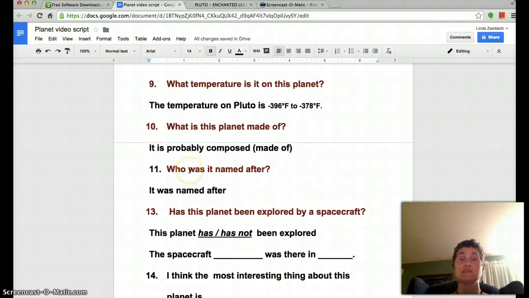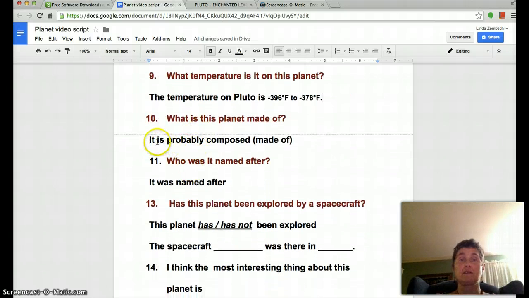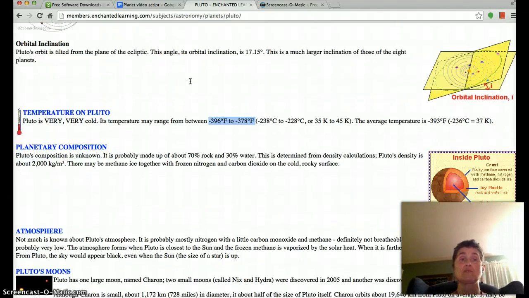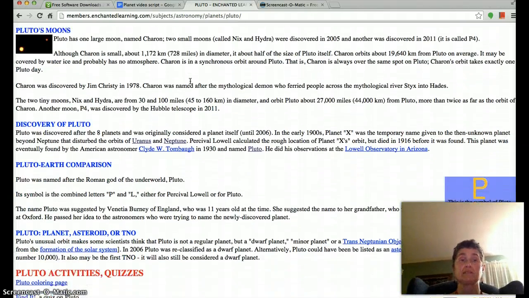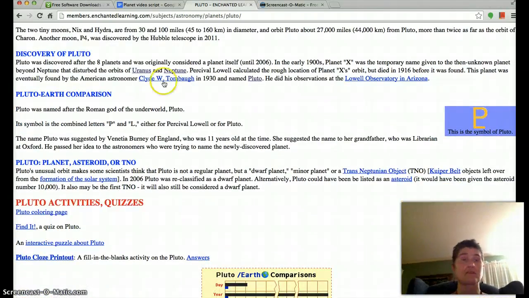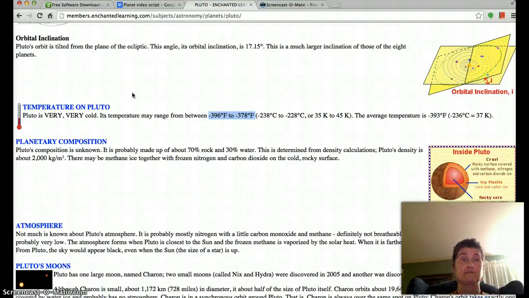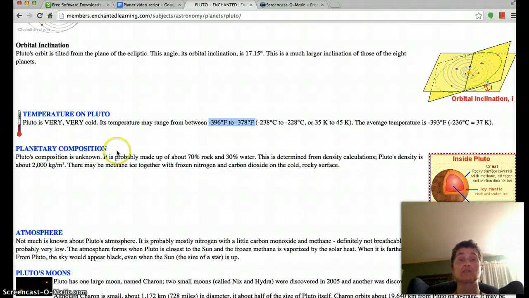Next question, what is the planet made of? It is probably composed or made of, let's go see. So we're looking for the word composition. Some of you may not have composition in your, there it is, planetary composition. Some of you may not have this, so you will have to come see me and I will help you figure out what the composition is.